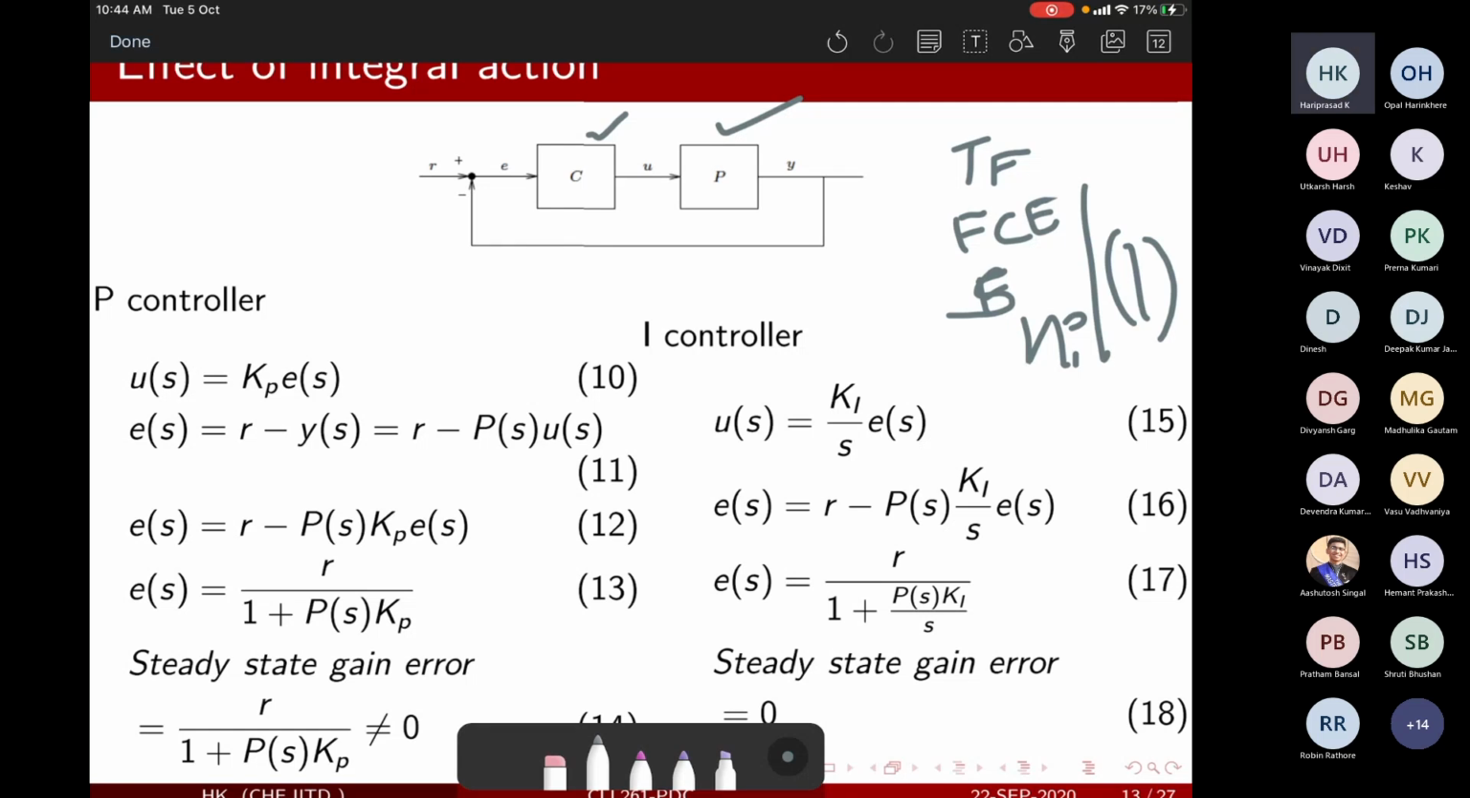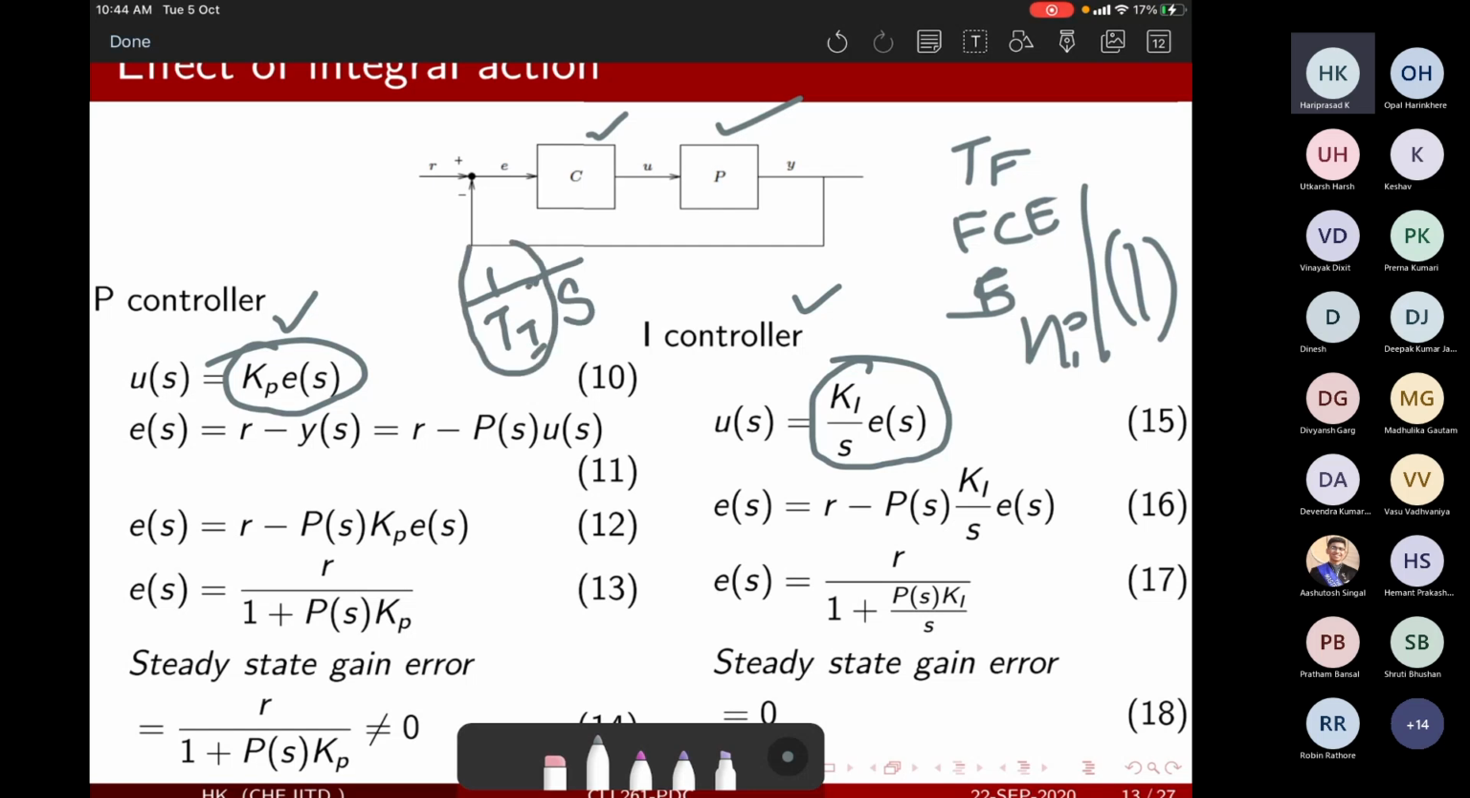Let's assume two conditions. One, you use a P controller, and the other, you use an I controller. In the P controller, the output is proportional to the error, and P would be your controller gain. While in the I controller, it is basically 1 by tau I times S, right? So let me call this 1 by tau I as Ki.